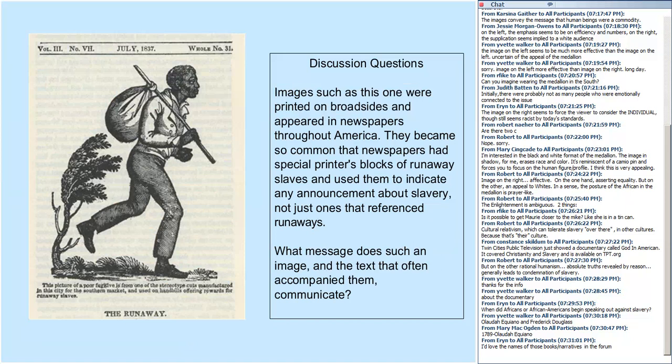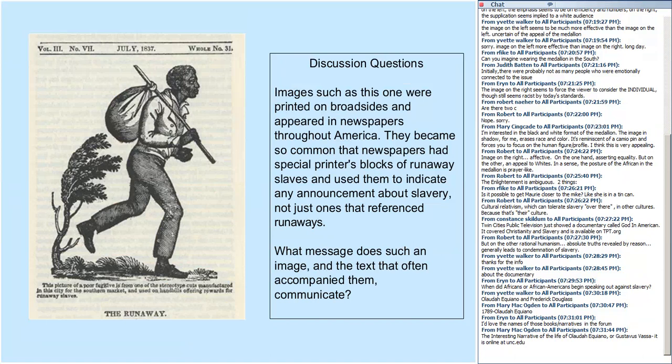So let's move on to what became one of the most frequently seen images in American newspapers and American broadsides. The slave ship and the Am I Not a Man and a Brother were images that were created in the late 18th century and then replicated over and over again for the remainder of the period that slavery existed in America.